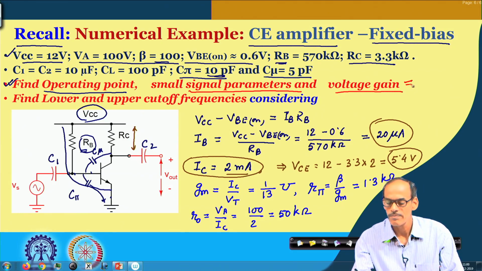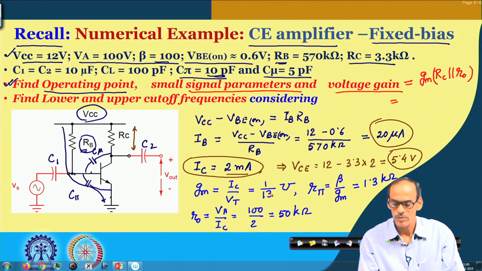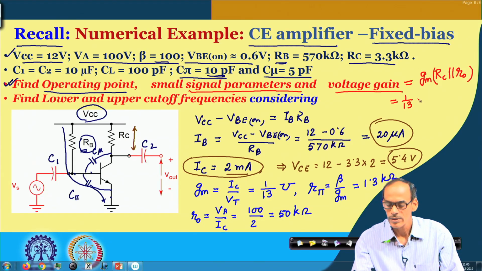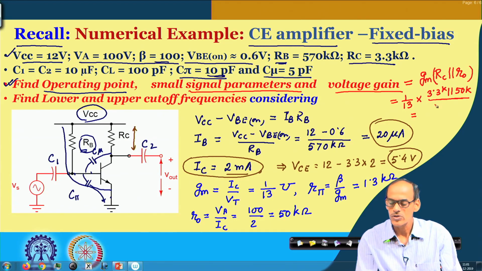So, voltage gain is GM into RC in parallel with R naught. The GM we have is 1 by 13 and RC is 3.3 K in parallel with 50 K. Probably you can approximate this by 50, or you can calculate these parallel resistances together and find the output resistance. That is coming close to 3.1 in my calculation, it is 3.1.